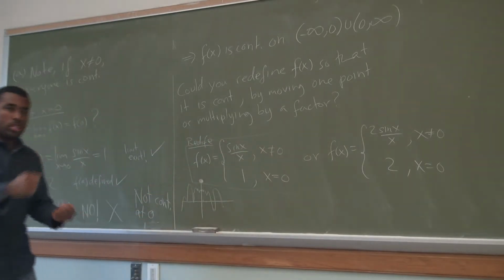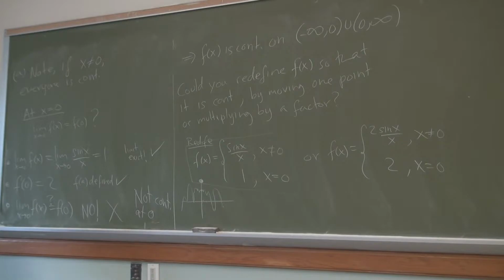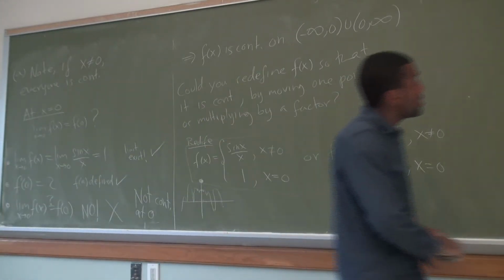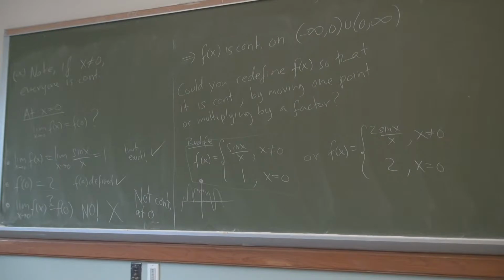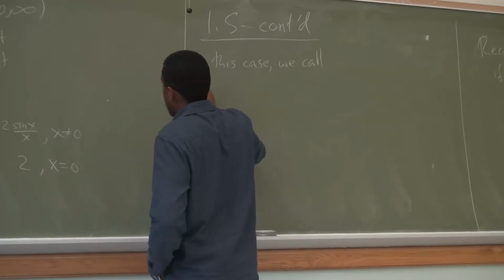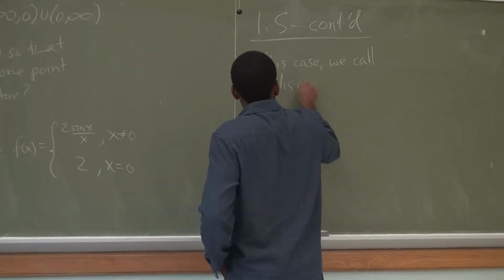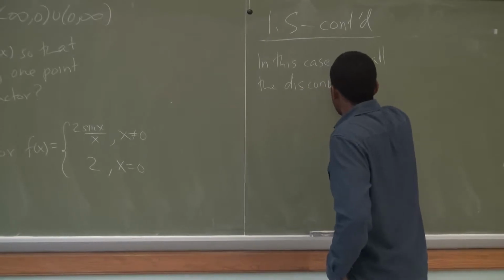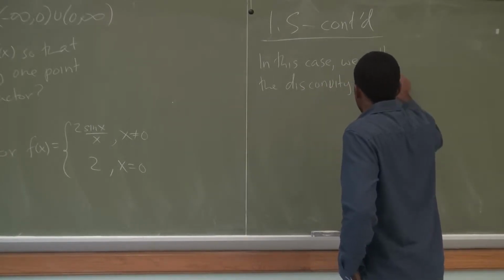Whenever you can fix a point of discontinuity by just moving one point, you call it a removable discontinuity. In this case, we call the discontinuity removable.